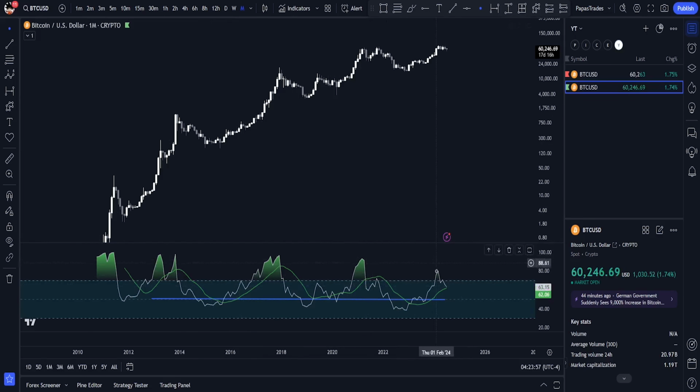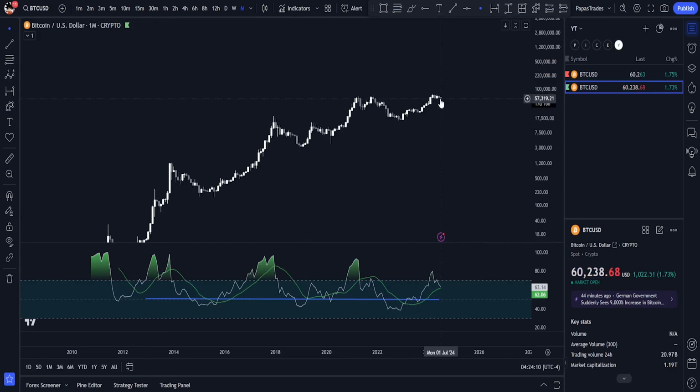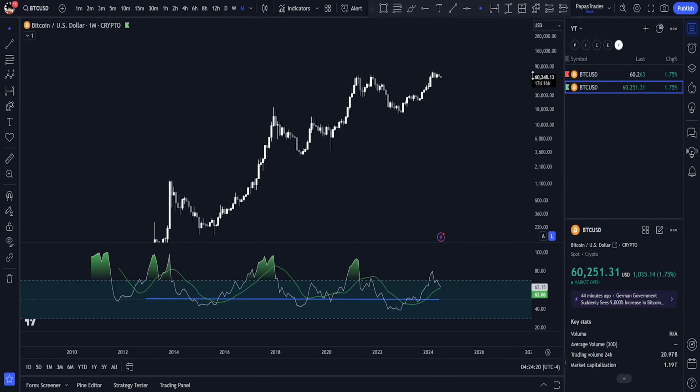Now in its current price action, we can see that the RSI did go above the 70 band, but we didn't get that massive green upthrust as what we did in the last 3 cycles here. So what I'm expecting here is one more final upthrust, which takes us to the $100,000 to $120,000 level. And that is where I believe the cycle top will be.